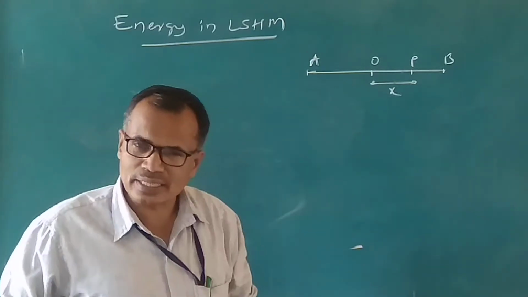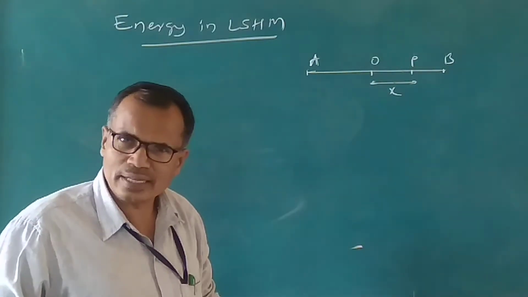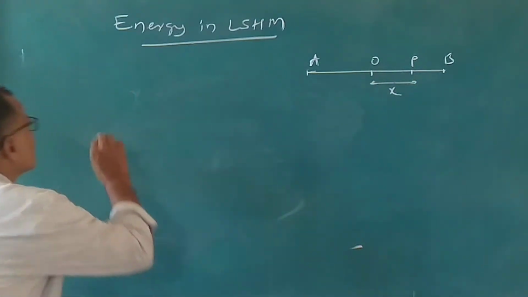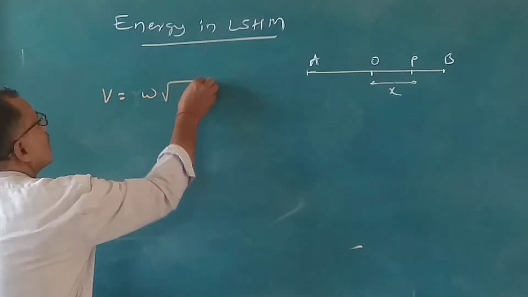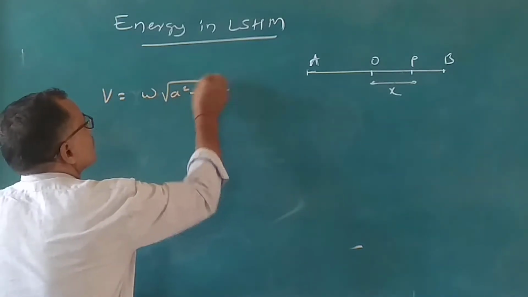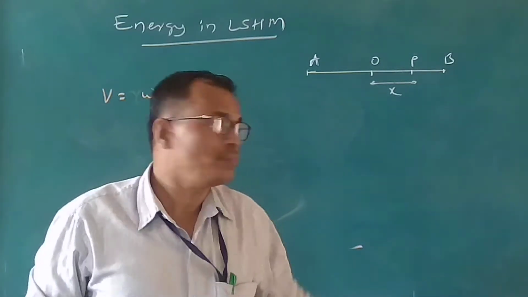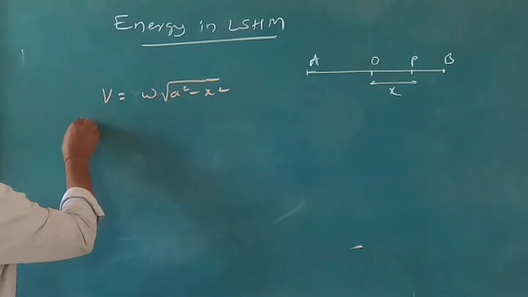Now we have considered that here is the particle. Let m be the mass of the particle, and the particle is at a distance x from the mean position. Then the velocity of the particle is v equal to omega root a square minus x square. Now we have to find the kinetic energy of the particle when the particle is at a distance x from the mean position.